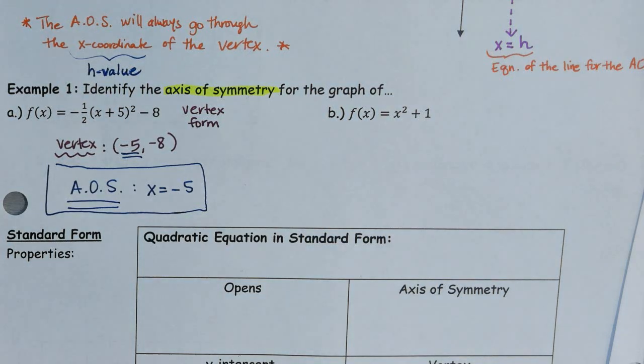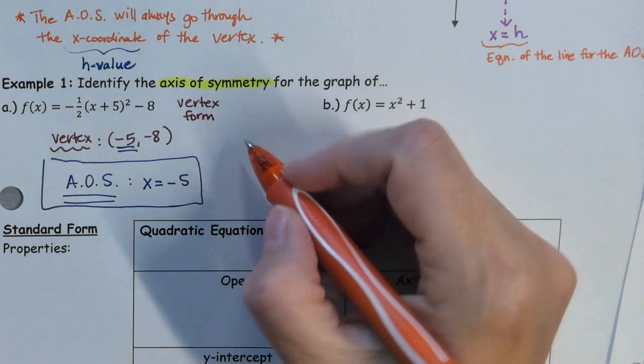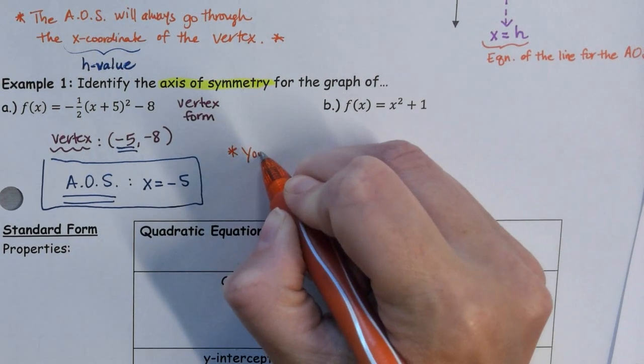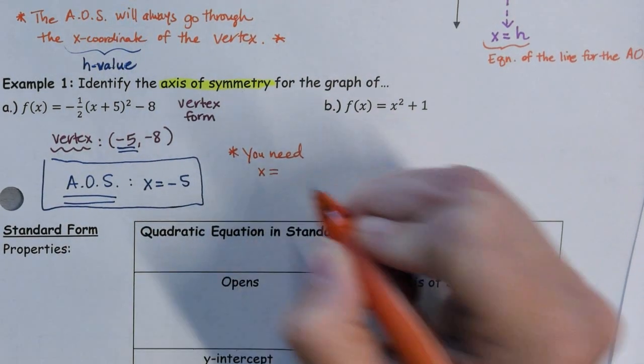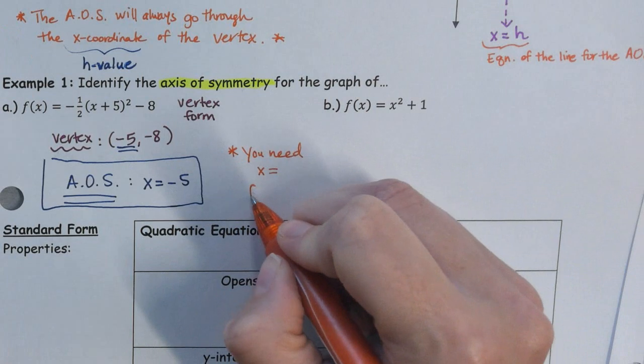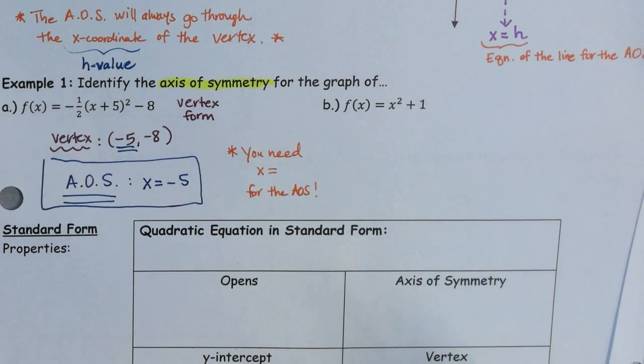Now, when you write this, I'm going to stress this again, okay, you need the x equals. So you need x equals for the axis of symmetry. Okay, and the reason why I'm stressing that so much is that can be something small that people forget on a quiz. So we have to make sure that we have that x equals.